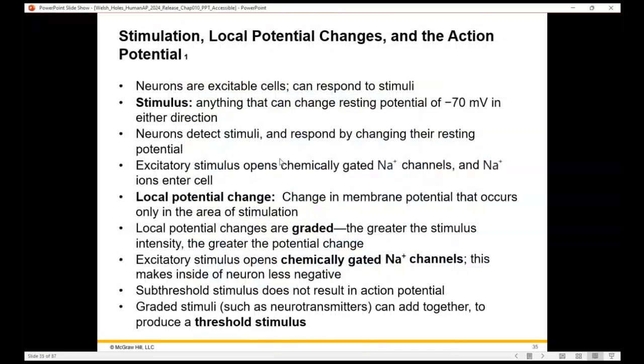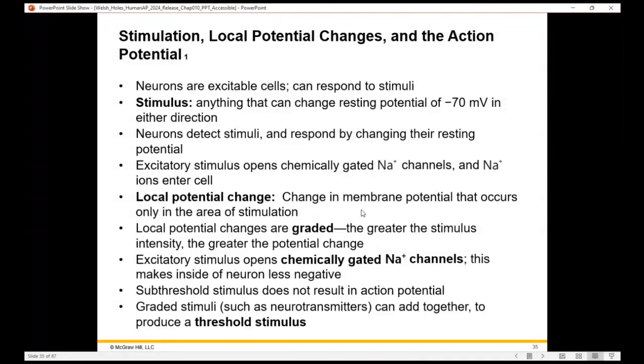So neurons are excitable cells, and they can respond to stimuli. A stimulus is anything that can change the resting potential of negative 70 millivolts in either direction. Neurons detect stimuli and respond by changing their resting potential. An excitatory stimulus opens the chemically gated sodium channels and sodium ions enter the cell.